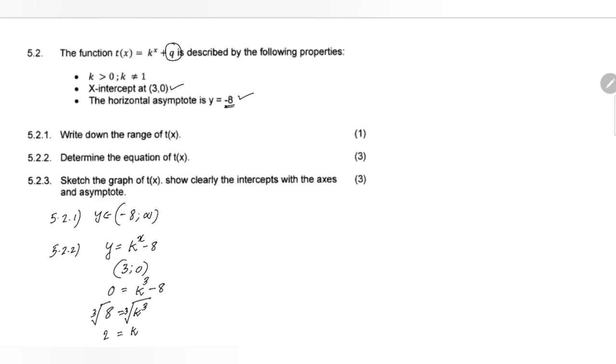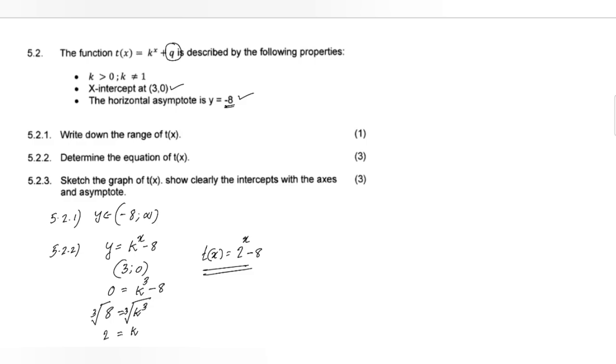Already we know that k is positive, isn't it? So we got it. So the equation becomes t of x is equal to 2 to the power x minus 8. Is it clear? All right. So that's question number 5.2.2. How many marks? 3 marks.